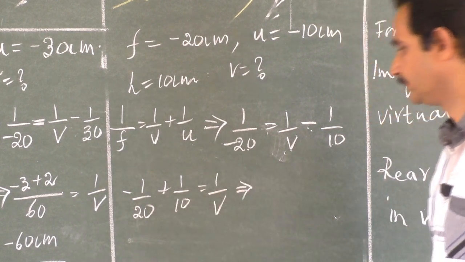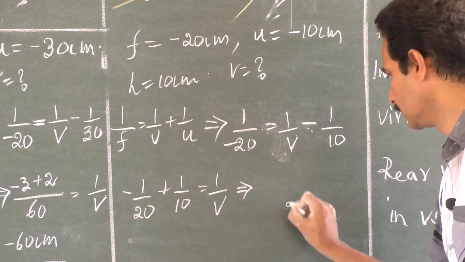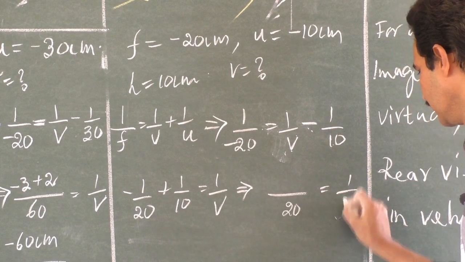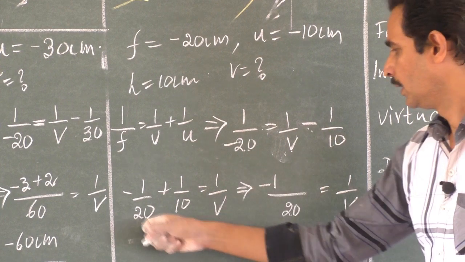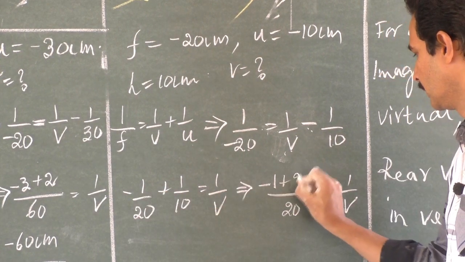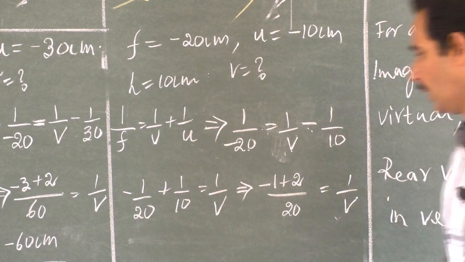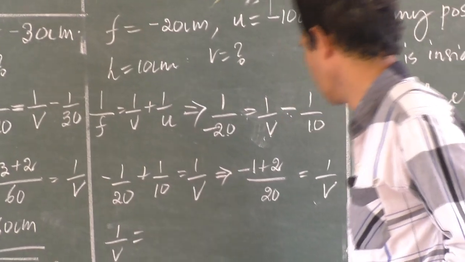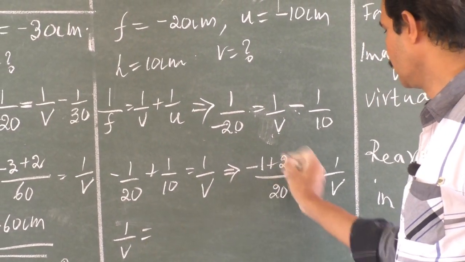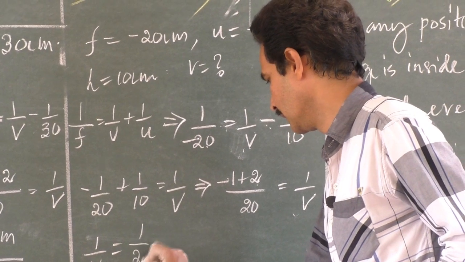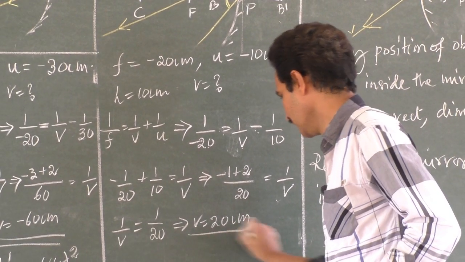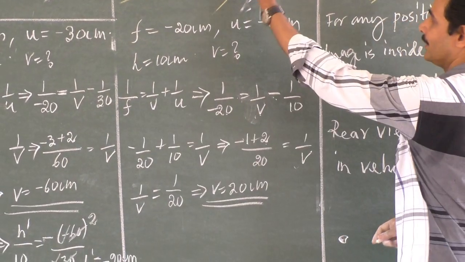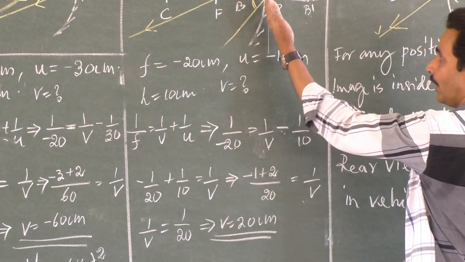That implies 20 common, and that is 1 by v. 20 common, 1s are, and 10 2s are. So what is 1 by v? 1 by v is equal to 2 minus 1 is 1, 1 by 20. So that implies v is equal to 20 centimeters. So image is formed at a distance of 20 centimeters plus on the other side.